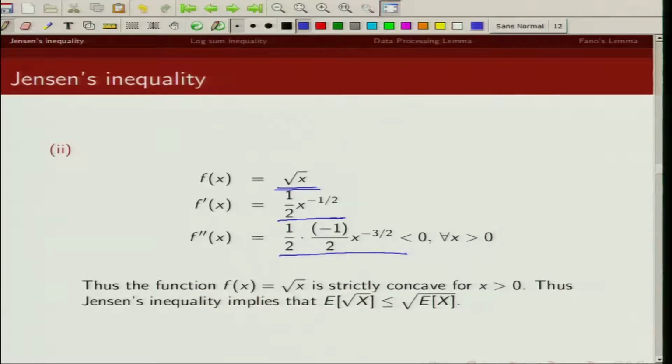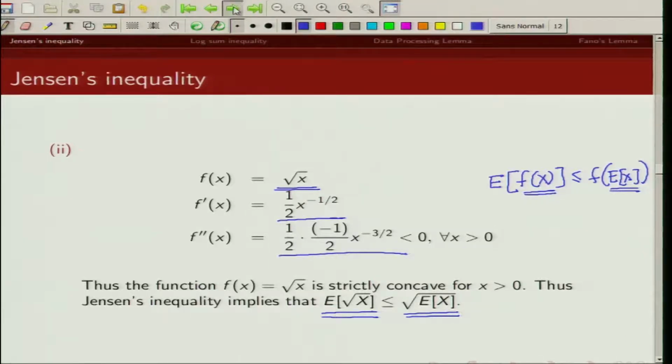Now the second derivative is non-positive, so that means this is a concave function, and if it is a concave function, then we know expected value of the function is less than or equal to function evaluated at expected value. So what is the function here? Function here is under root of x. So expected value of under root of x will be less than or equal to, now the function is under root x, so that means under root of the function evaluated at expected value of x. So this expected value of under root x will be less than or equal to under root of expected value of x.